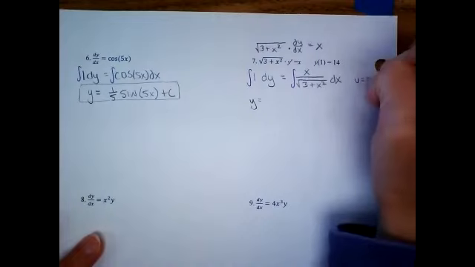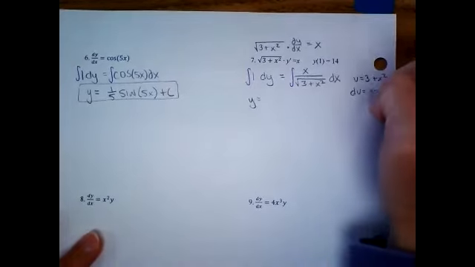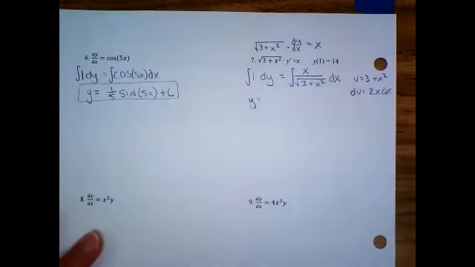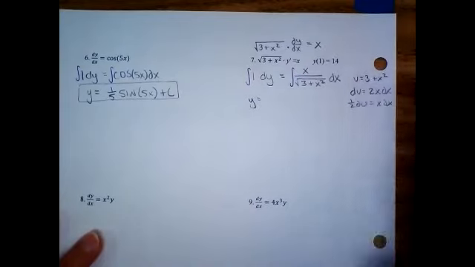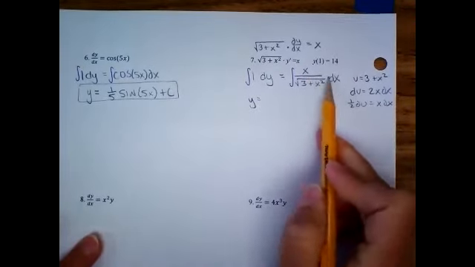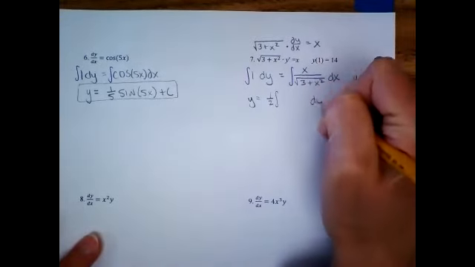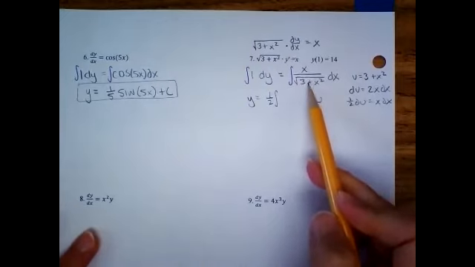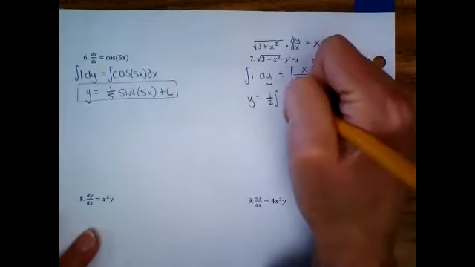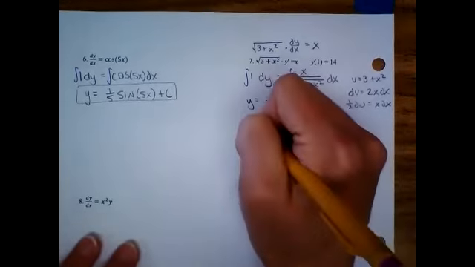u would be the part that's inside the square root. So du would be 2x dx, and we're going to adjust with a 1/2. So in place of the x dx, we're going to put 1/2 du. And what's still there is square root of u, but it's in the denominator. So it would be u to the negative 1/2. 1/2 because it's a square root and negative because it's in the denominator.